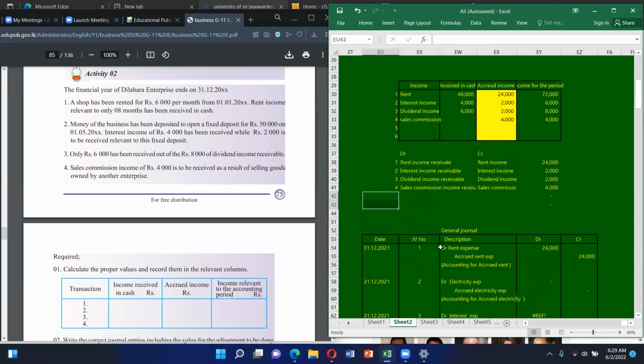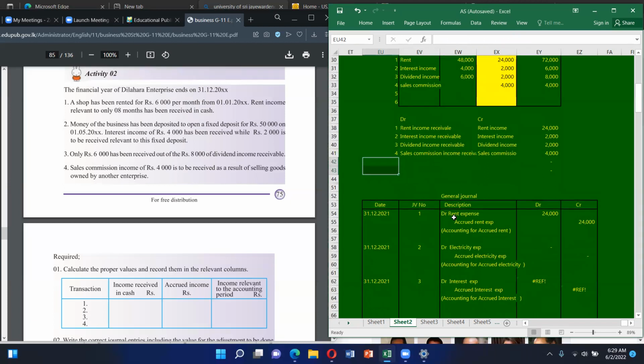Pass the double entry. Rent income receivable debit and rent income credit. Interest income receivable debit, interest income credit. Amount is 2,000.